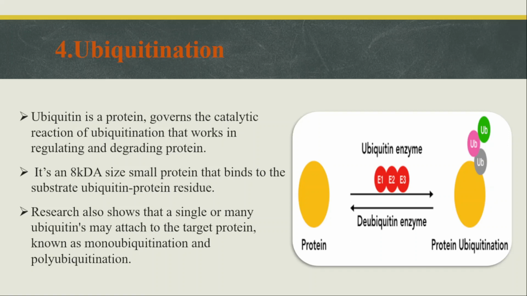Usually, the reaction occurs by forming an isopeptide bond between the ubiquitin and the substrate protein at lysine, threonine, cysteine and serine residues. However, it may occur on all 20 amino acids. The bond links the C terminal of the ubiquitin and the N terminal of the target protein. Researchers also show that a single or many ubiquitins may attach to a single target protein, known as monoubiquitination and polyubiquitination.